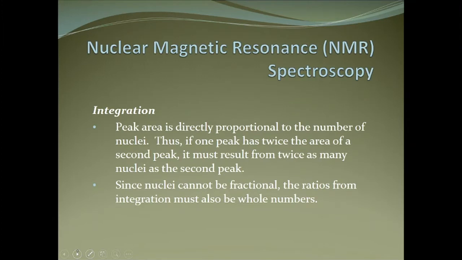Integration, as I've mentioned, the peaks are directly proportional to the number of nuclei, so we can use this to determine whether we're looking at a CH3, a methyl group, or if the integration is 1, a methine, a CH. If it's something like 6, it's probably going to be 2 methyl groups, since we can't have a CH6. But this gives us the number of hydrogens.